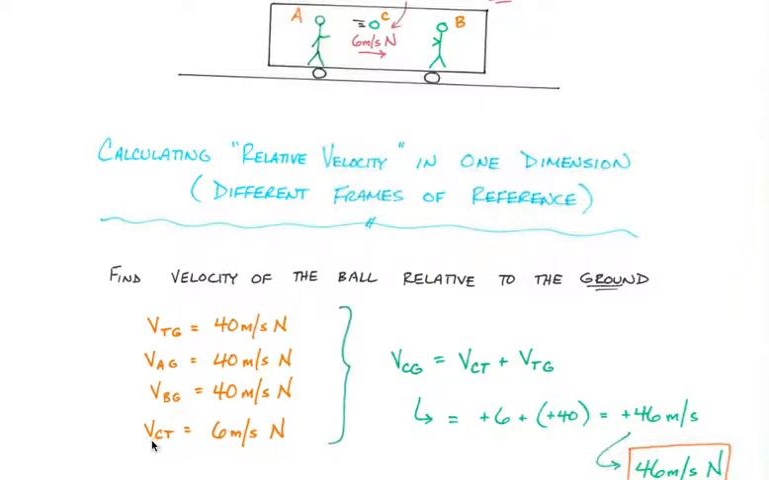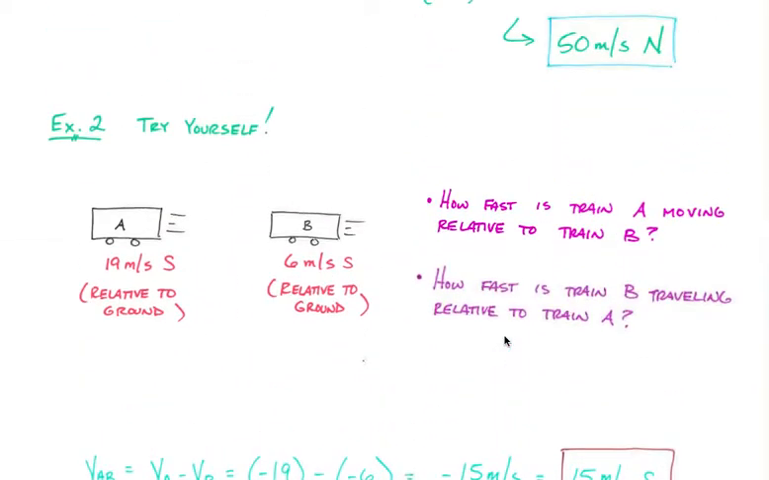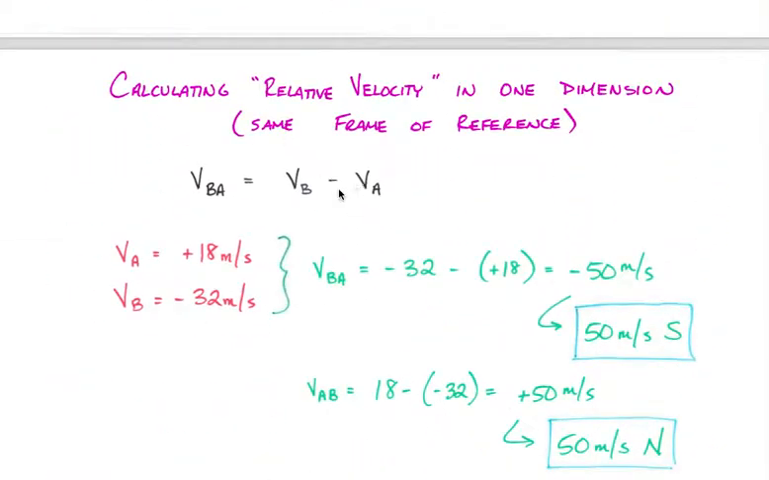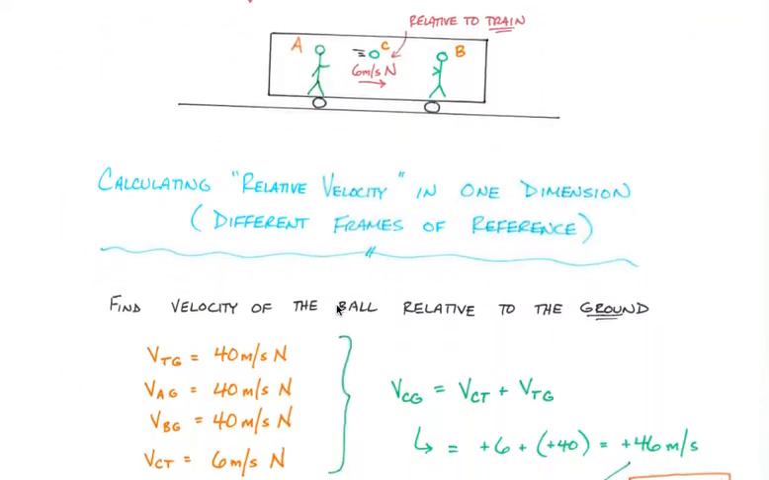And in this case, the velocity of C is in relation to the train. I have the velocity of the train relative to the ground, so I can form a connection here, C to T, and then from T to G. And that's what I did over here. When you had the same frame of reference, you subtracted. In this case, when you have different frames of reference, you are going to add.